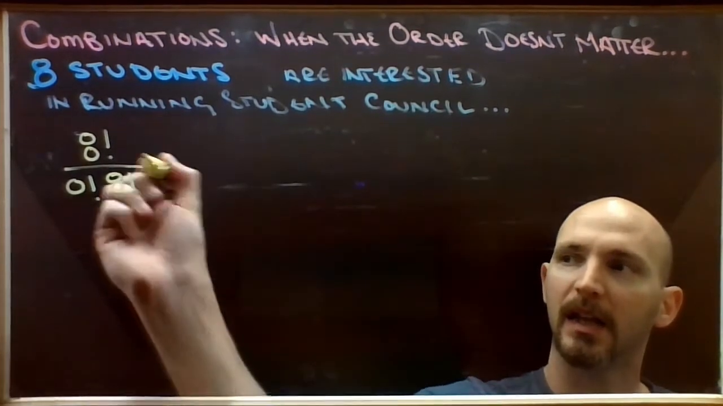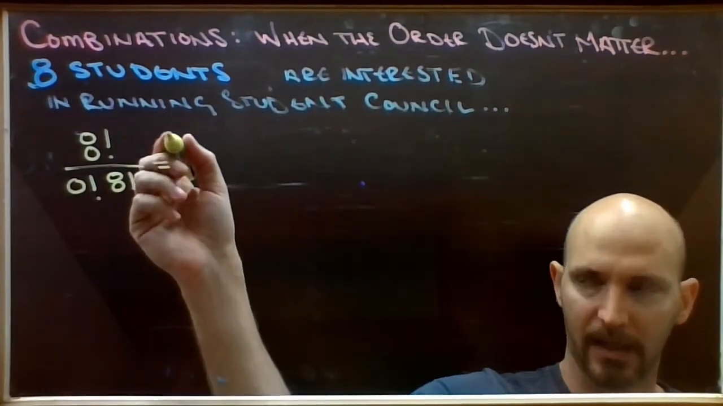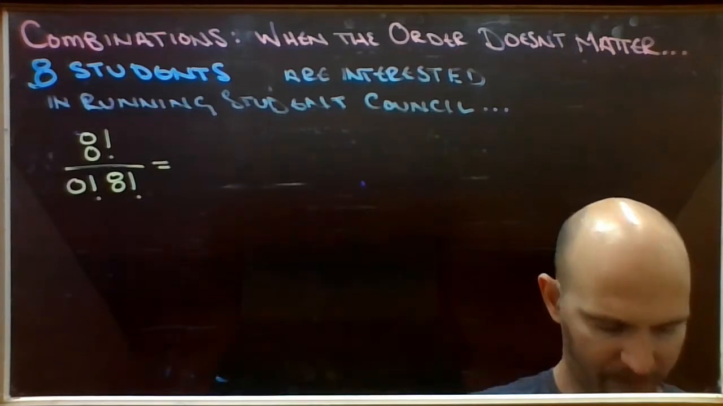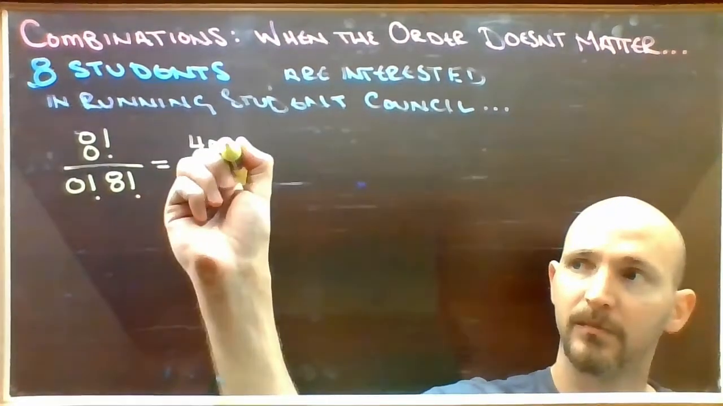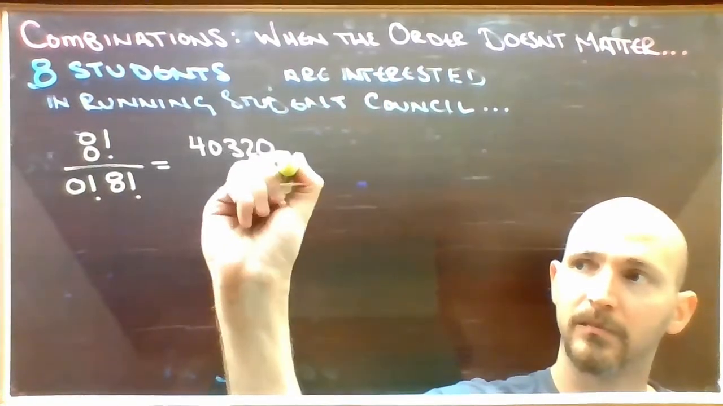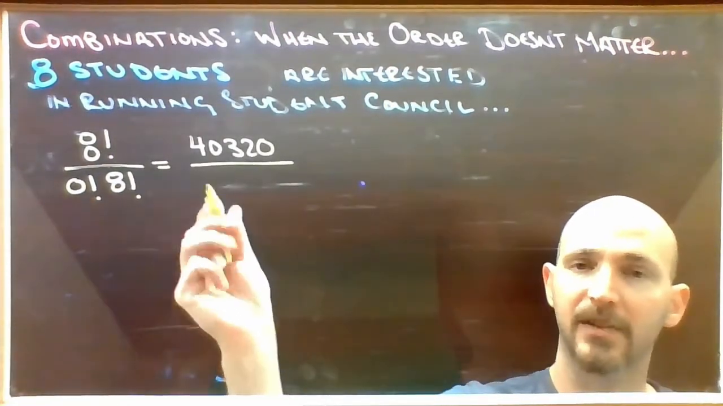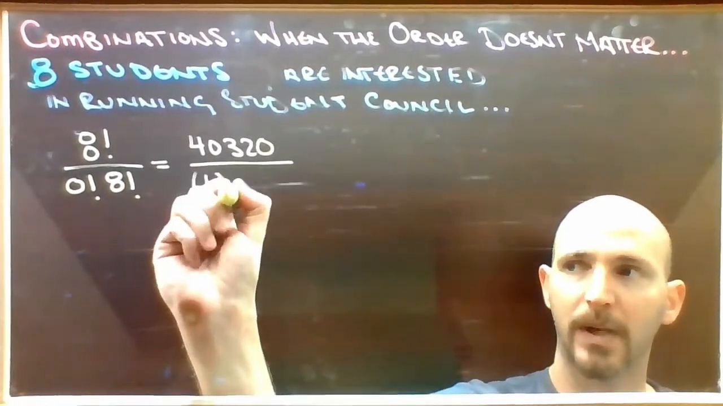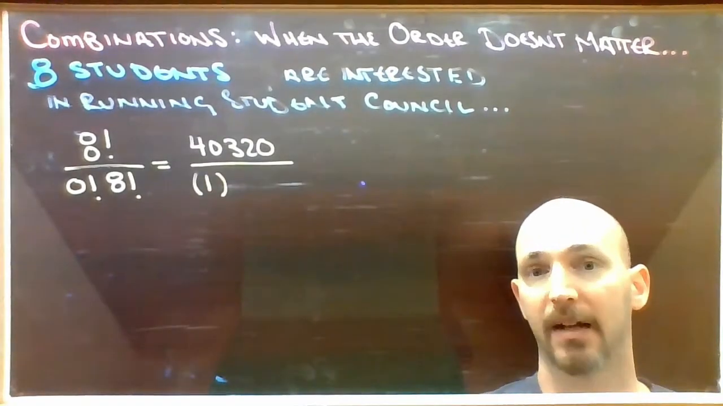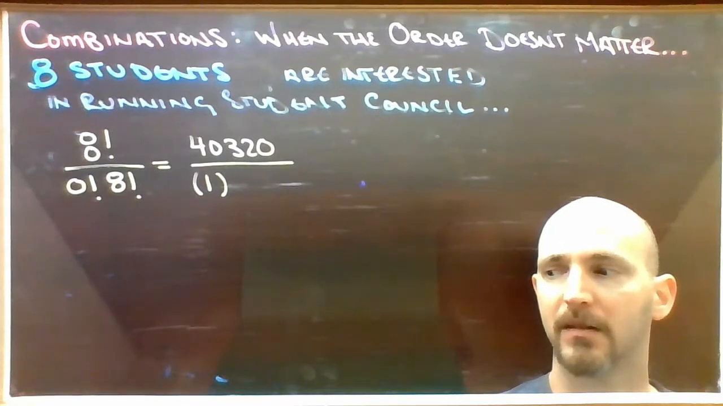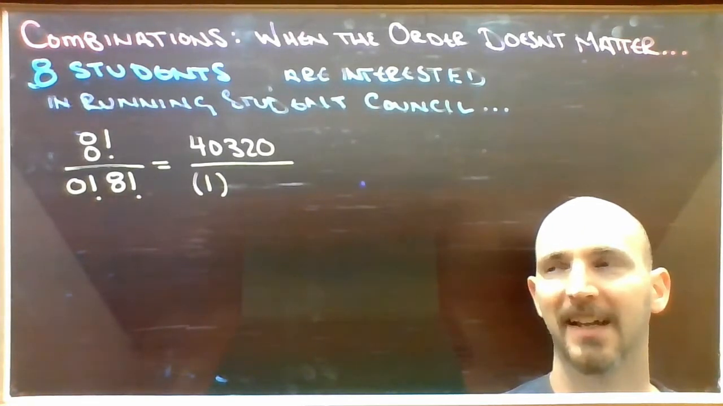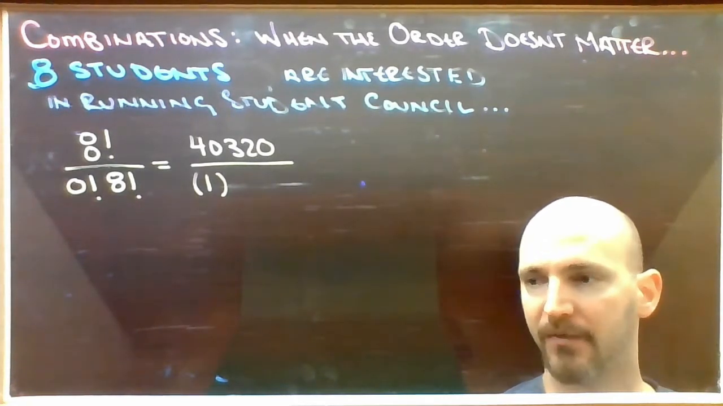So 8 objects permuted was 40,320. 0 factorial is 1. Now that's a weird number fact that you maybe have come across. To interpret that, how many arrangements are there of no objects?